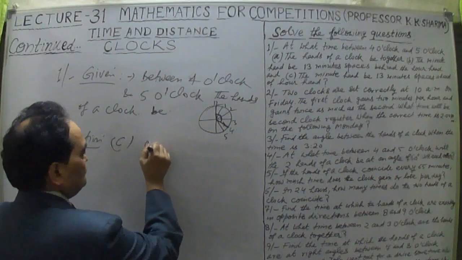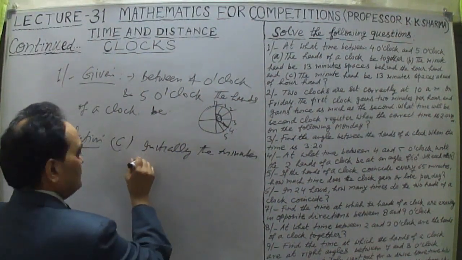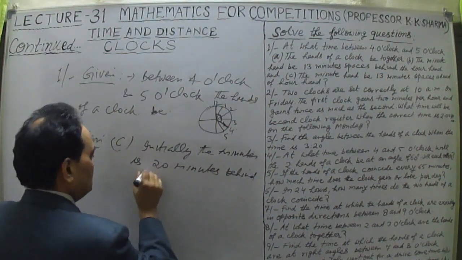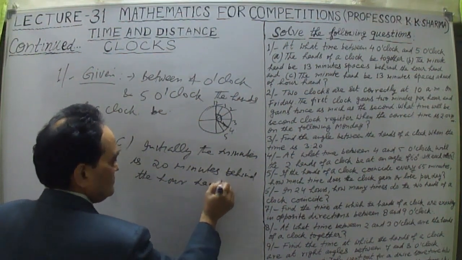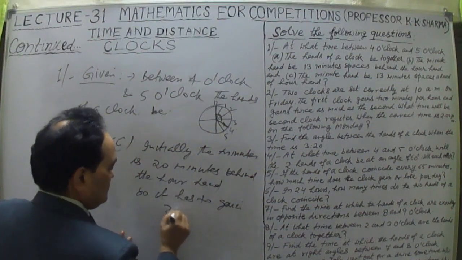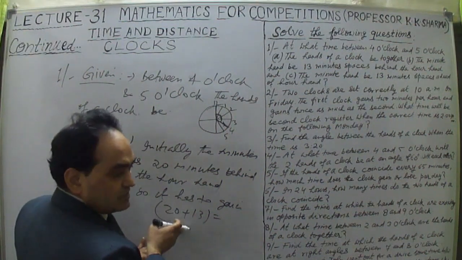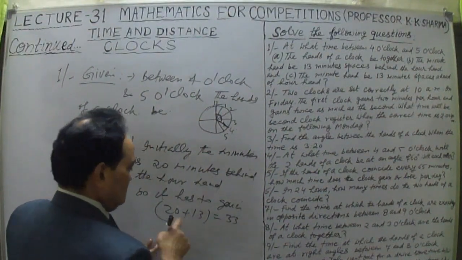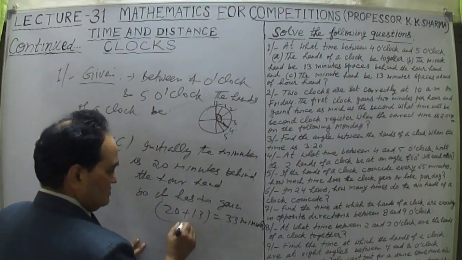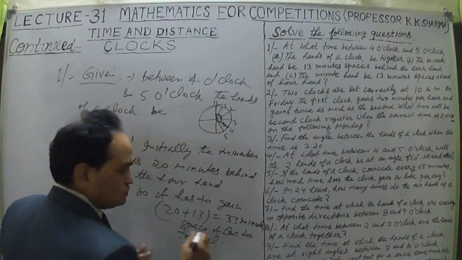It means initially the minute hand is 20 minutes space behind the hour hand. So it has to gain 20 plus 13, because it has to be 13 minutes ahead of the hour hand. 20 minutes initially it is behind. 20 plus 13 minutes, that means 33 minutes space it has to cover. It has to travel.